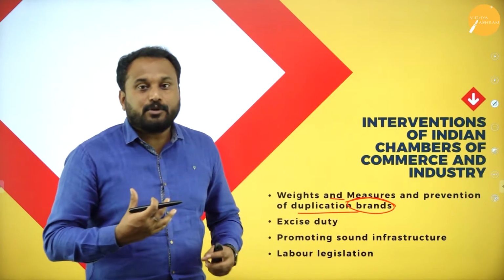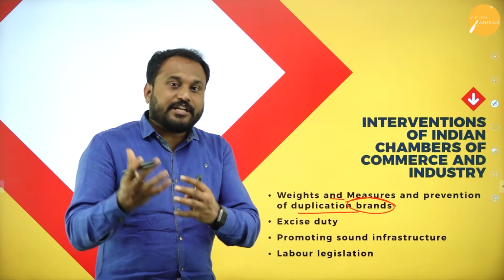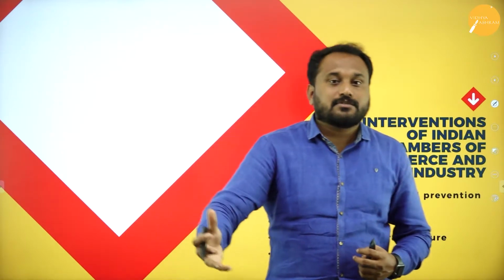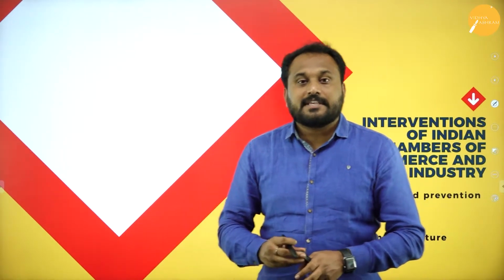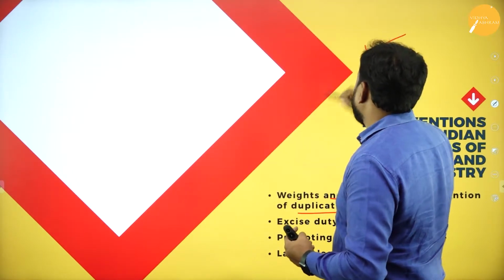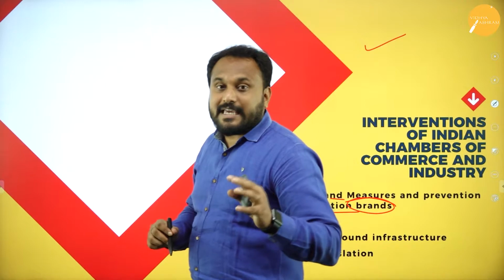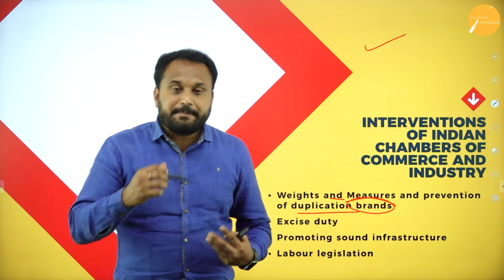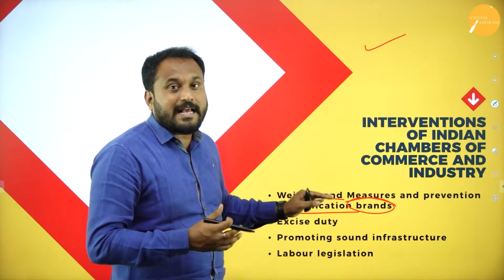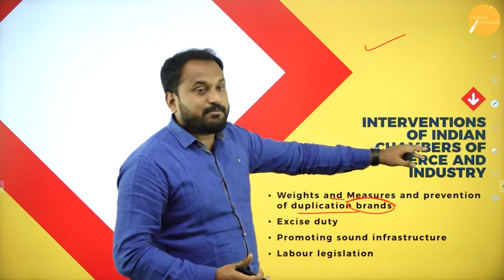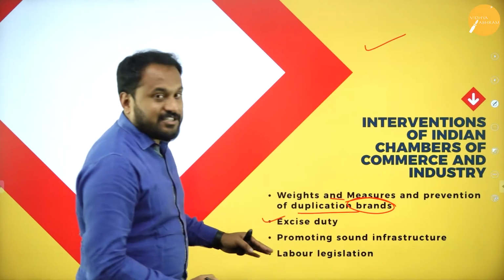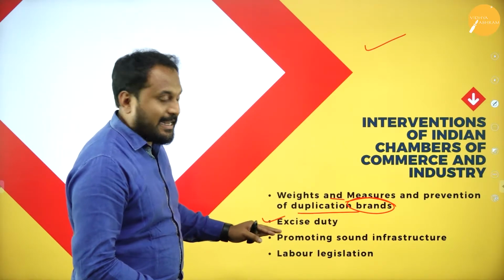Plus, say for example, you buy a Nike t-shirt or a Nike shoe, priced at say 3,000 or 4,000 rupees. The swoosh is the Nike symbol. The same swoosh, the Nike print, you will get, but it's a duplicated brand. Who will actually stop all those things? The Chamber of Commerce and Industry. Next, for any kind of excise duty, they'll come and help the people.